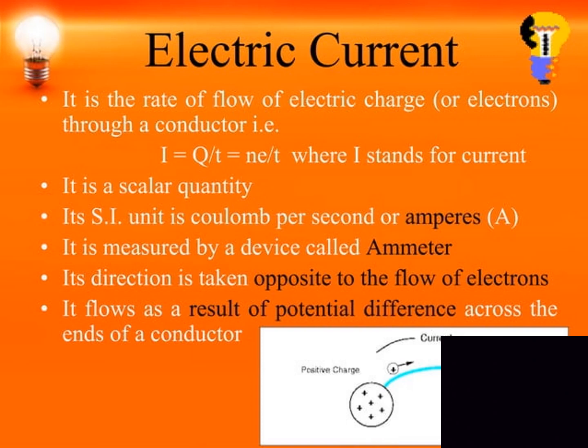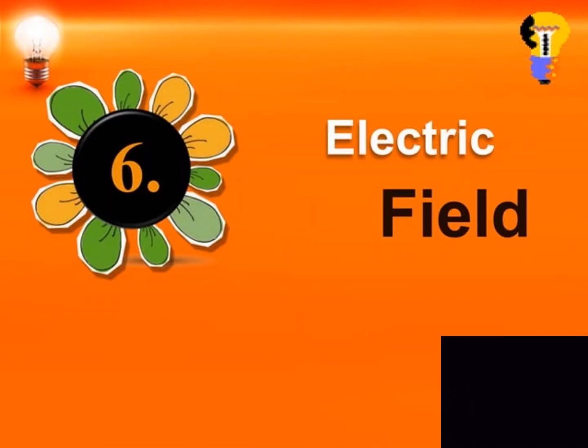Okay, and these are a few other properties of the electric current. What are they? It is a scalar quantity. The SI unit is coulomb per second, it is measured by the ammeter, and its direction is opposite to the flow of electrons. It flows as a result of potential difference across the ends of the conductor.